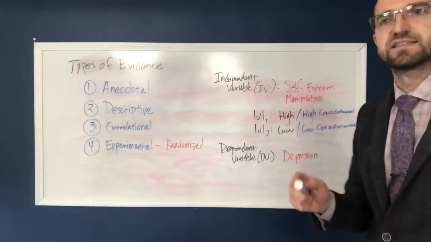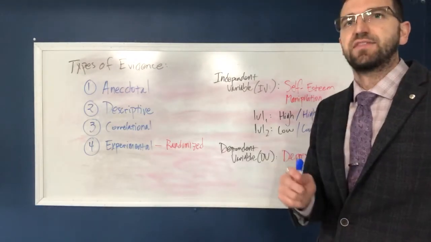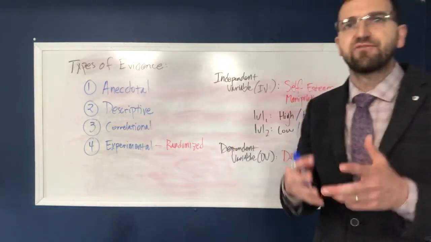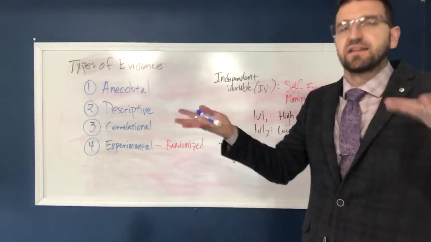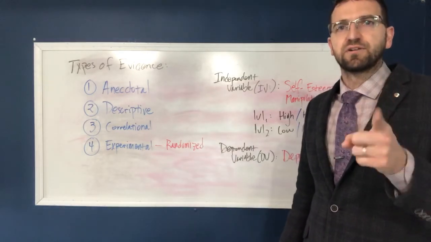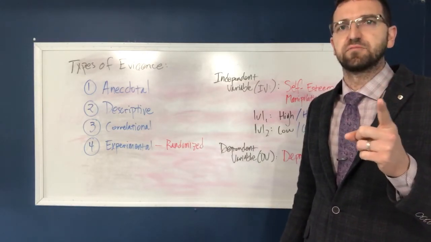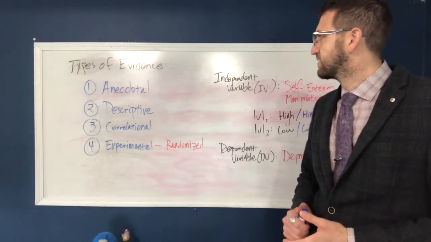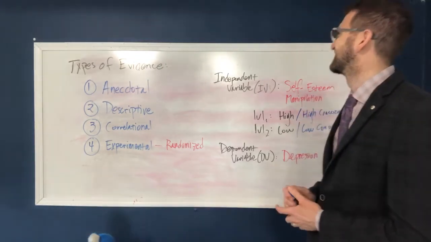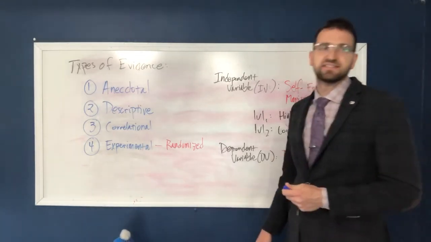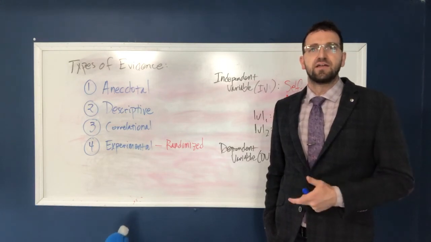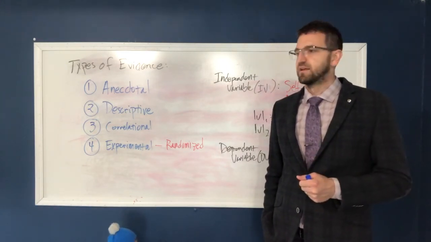You use random assignment to make sure that these two groups have pretty much everything in common except for the fact that one group has high self-esteem and the other group has low self-esteem. So that concludes types of evidence, and that concludes the lecture for chapter one.